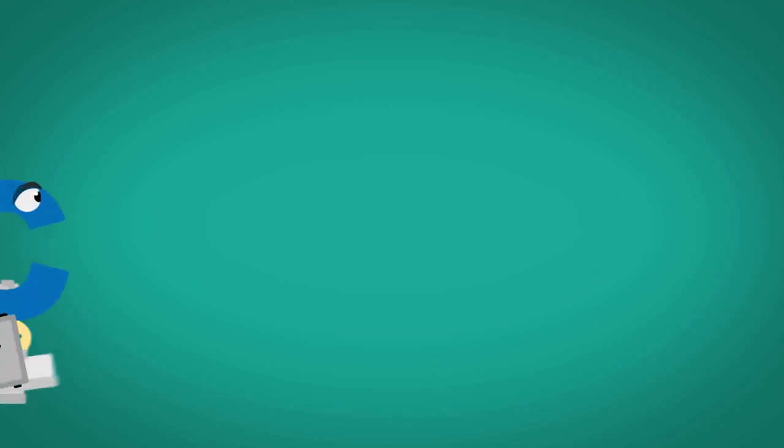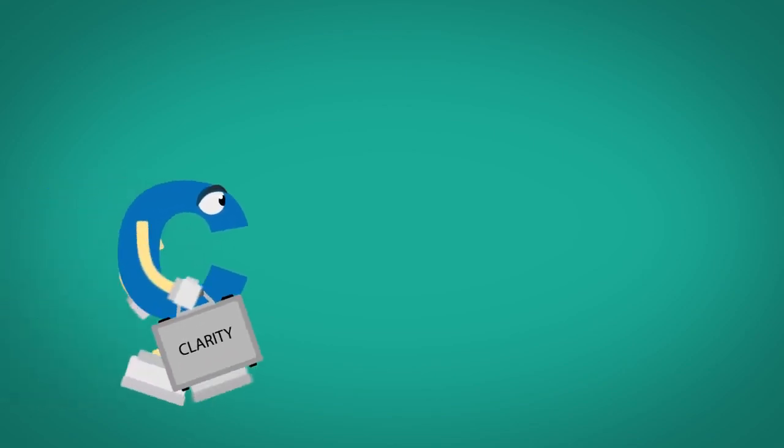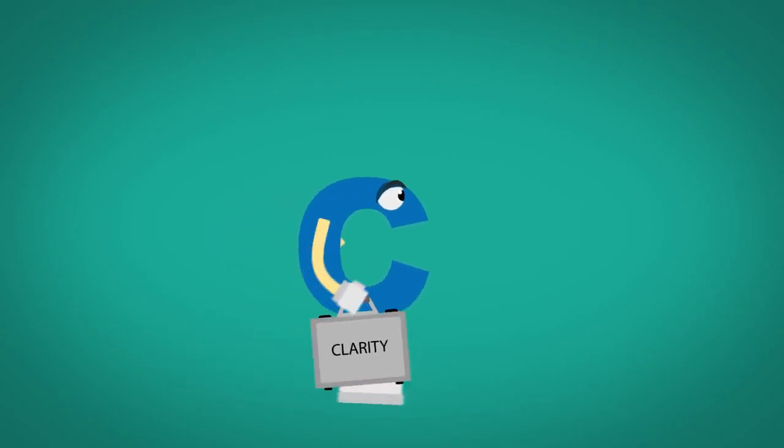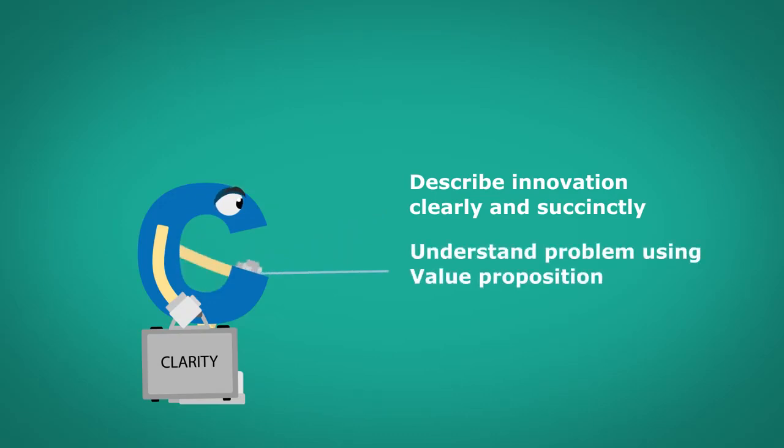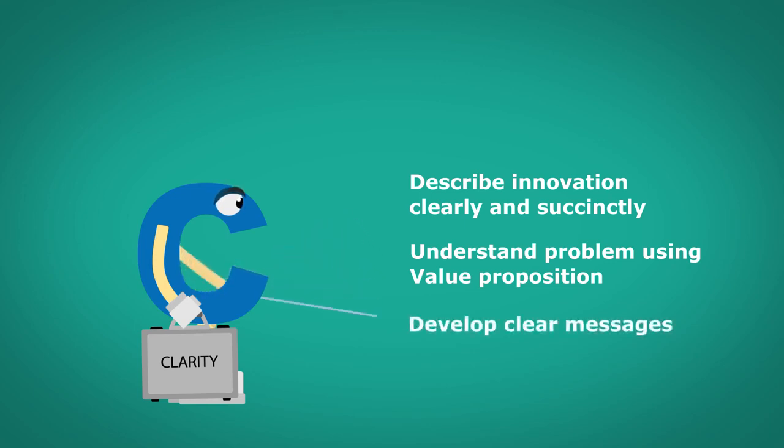Section 5, Clarity. It is important for you to be able to describe your innovation well so that you can communicate it clearly and succinctly. You will have a good understanding of the problem or problems that your solution can rectify from the value proposition. In this section, we will explore tools that can help you develop clear messages and that will help you engage and spread your idea more widely.